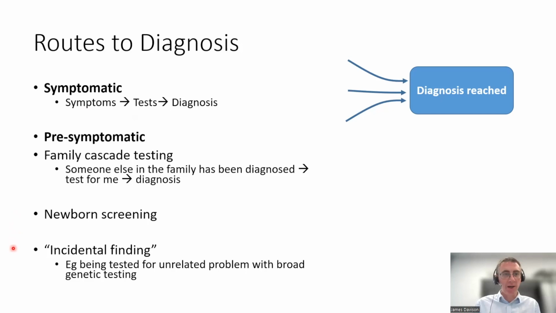And it may be an incidental finding. So you're having tests for something completely different, an unrelated problem. For example, having broad genetic testing for something else that has picked up the diagnosis. And those different routes into a diagnosis are important when we think about where we enter that monitoring pathway.